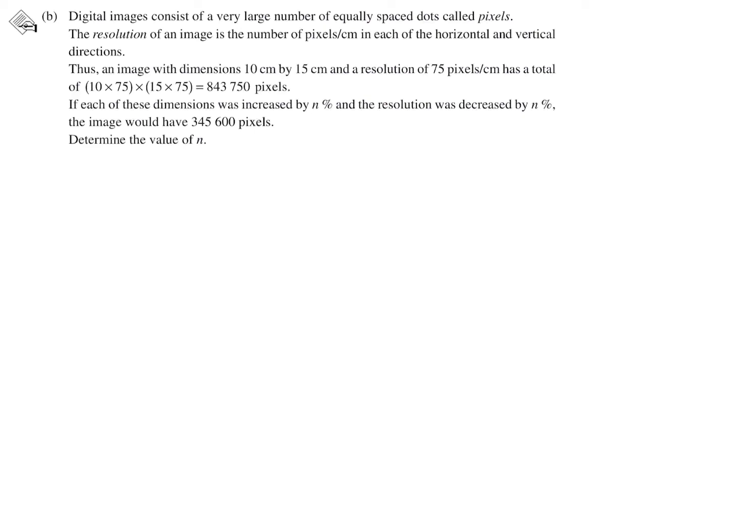Digital images consist of a very large number of equally spaced dots called pixels. The resolution of an image is the number of pixels per centimeter in each of the horizontal and vertical directions. Thus, an image with dimensions 10 by 15 centimeters has a resolution of 75 pixels per centimeter, has a total of 10 times 75 times 15 times 75, which is equal to 843,750 pixels.